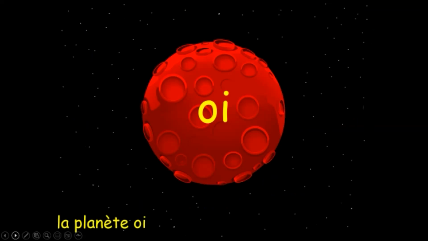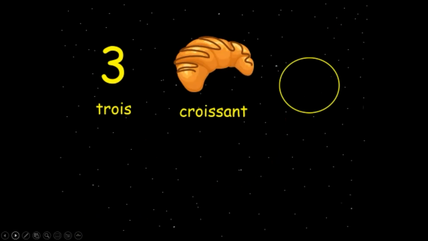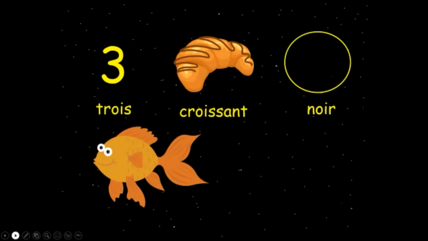La planète Wa. And then we go and visit La Planète Wa, where there's only things with the wa sound in. Trois. Croissant. Noir. Poisson. Oiseau.